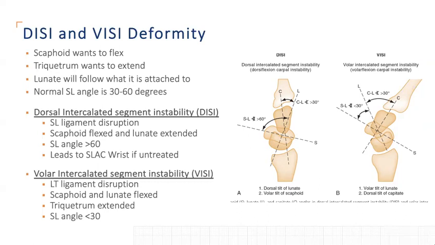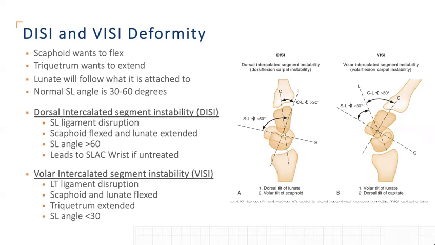Because that ligament is no longer holding the scaphoid and lunate together, when there's an axial load applied to the wrist, the scaphoid is going to do what it naturally wants to do. It's going to flex, and the triquetrum is going to extend. And since the lunate is still only attached to the triquetrum, it's going to follow it and extend as well. This leads to an increase in the SL angle greater than 60. Normal is 30 to 60 degrees. If this is untreated, it can lead to SLAC wrist, which we'll get into in more detail shortly.